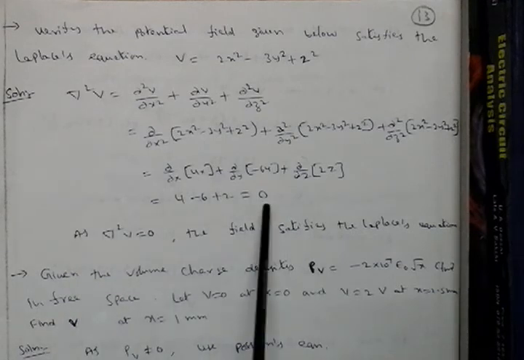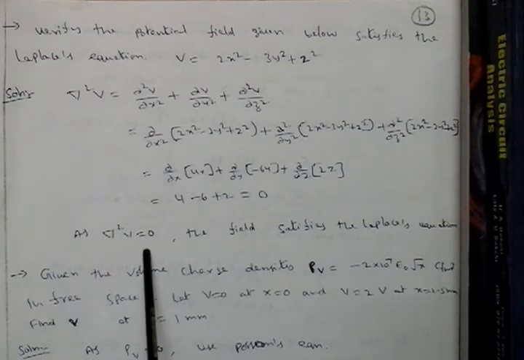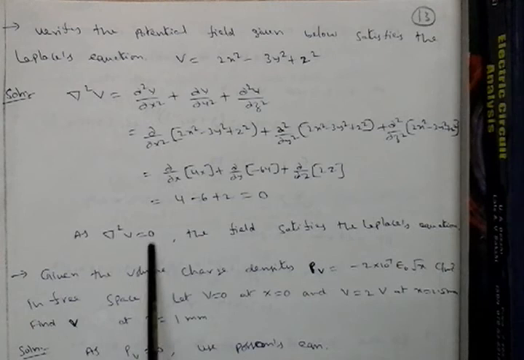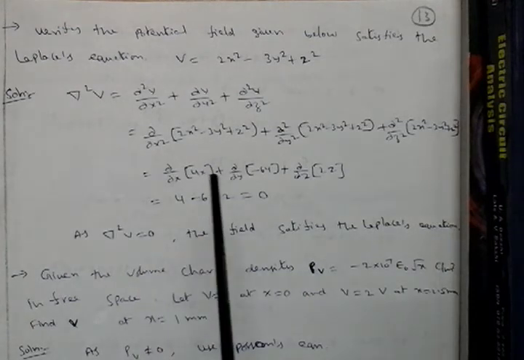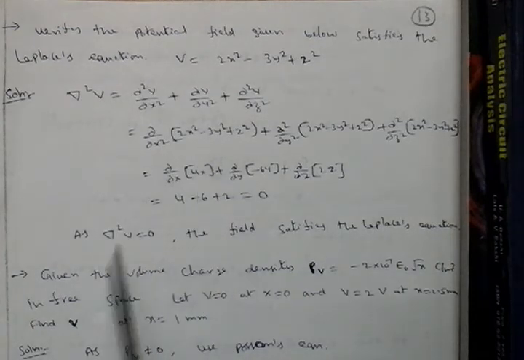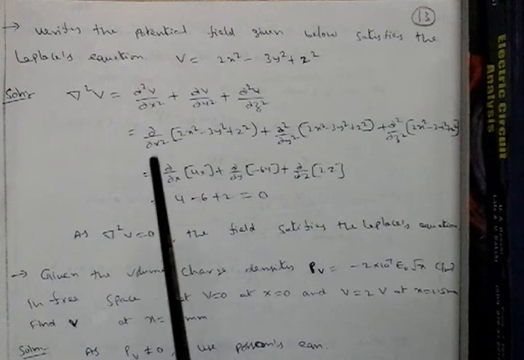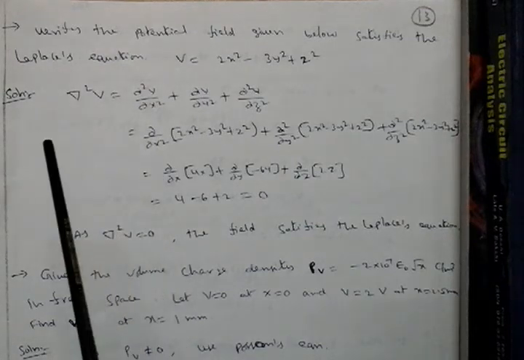So if you simplify this one, you are getting 0. That means del square V is equal to 0, then that is called a Laplace equation. If del square V is not equal to 0, there will be some charge present. So therefore that satisfies which condition? Poisson's condition, Poisson's equation.